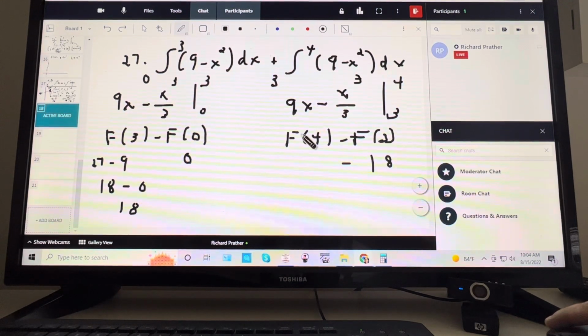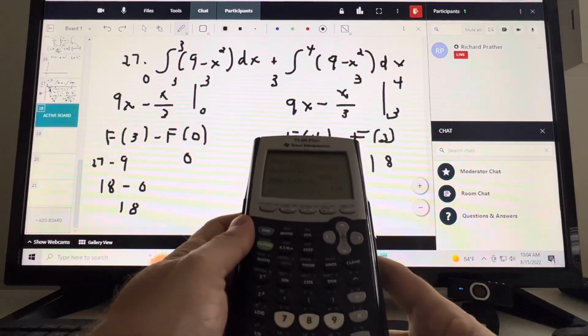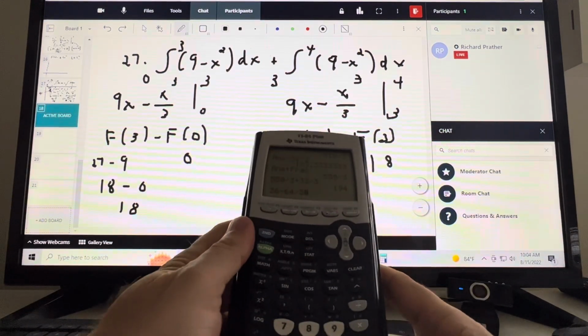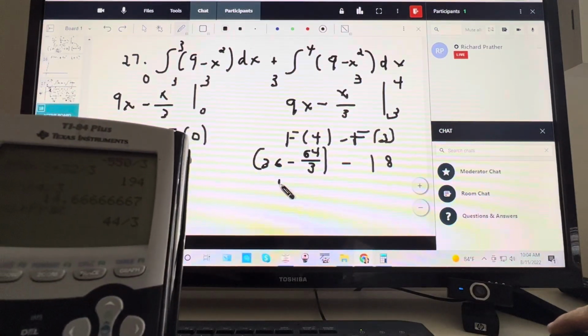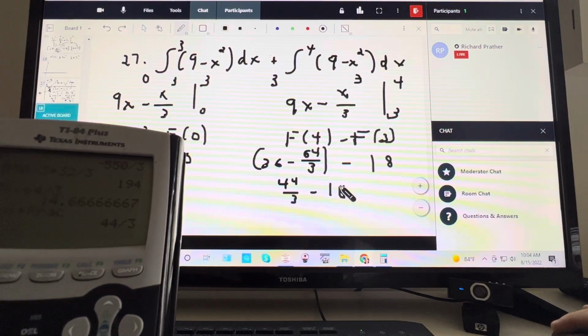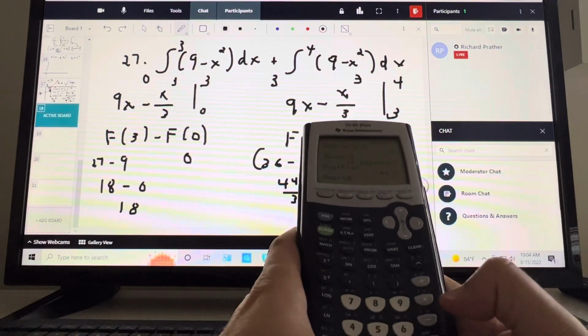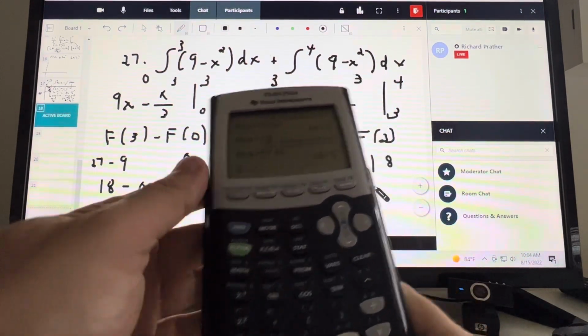Big F of 4 would be 9 times 4, 36. 4 cubed is 64 over 3. That doesn't divide evenly. So 36 minus 64 over 3. Math, enter, enter. That's 44 over 3. Minus 18. And this is why it's going to be negative. It's negative 3.333 repeating. Math, enter, enter. That's negative 10 over 3.